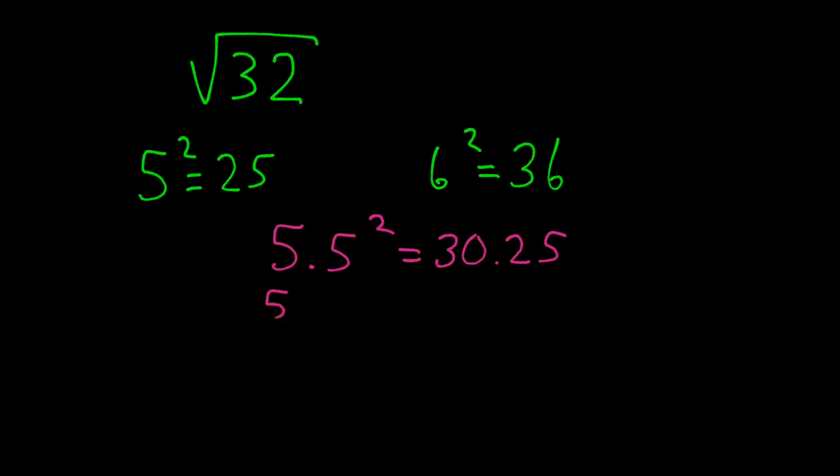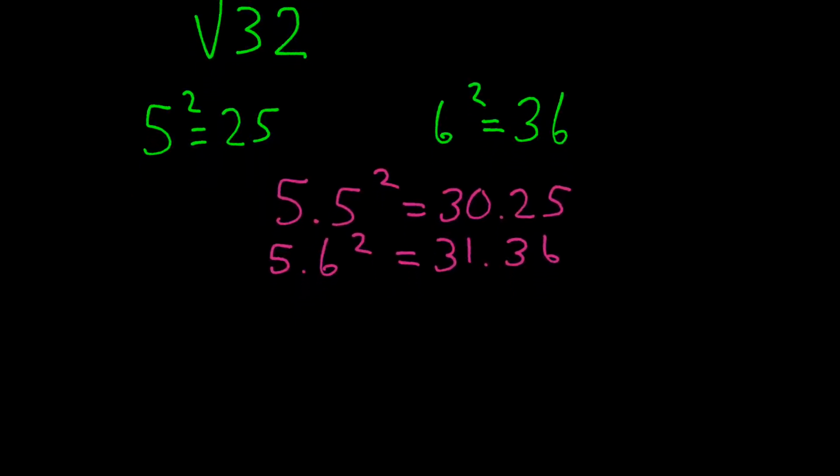So let's try 5.6 squared. And this time we get 31.36, which is even closer, but maybe we can try one more and see what we get. So we can try 5.7 squared. And that's going to give us 32.49.